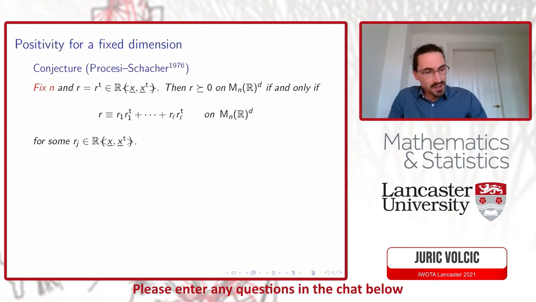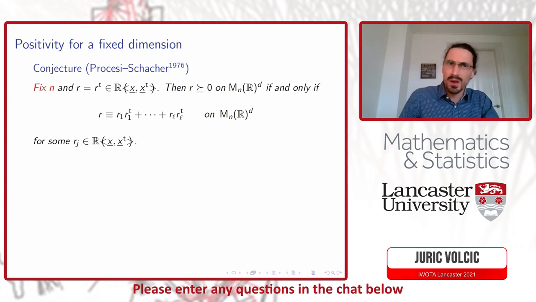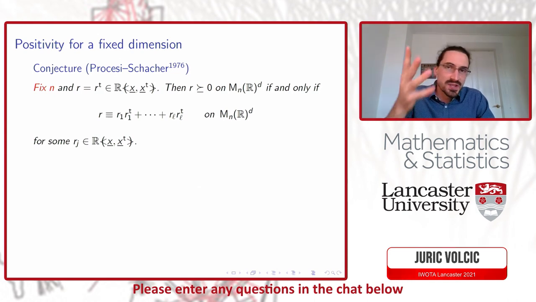Okay. These are the main tools that we deal with. And now let me finally really go to positivity and tell you a few results. So first, positivity of NC rational functions for a fixed dimension. Let's start with a conjecture by Procesi and Schacher. Let's fix the size of matrices n. They conjecture that a rational function is n-positive if and only if it agrees with a sum of Hermitian squares of rational functions on n times n matrices.